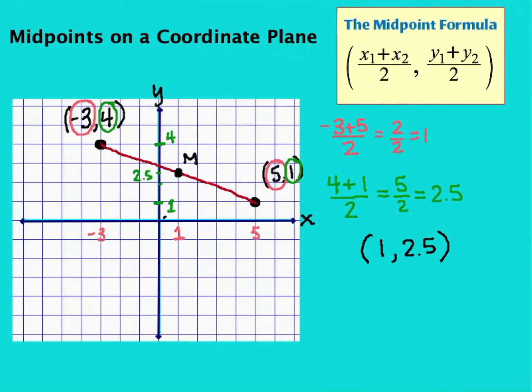How sweet is that? So we actually just used this sort of complicated looking formula up here without even really looking at it, because all the formula tells us to do is take the two x values, add them together and divide by 2, put a comma, and then take the two y values, add them together, divide by 2. So again, that's just finding the average of the x's and the average of the y's. That's how we calculate a midpoint.